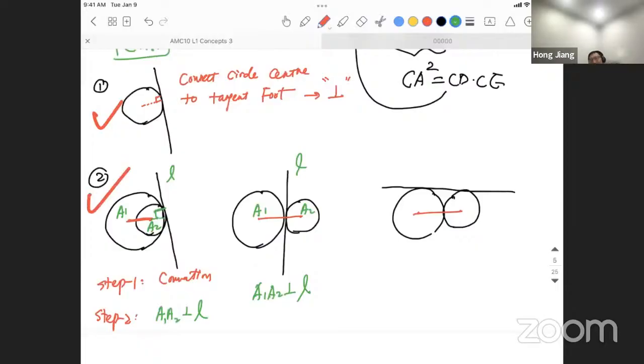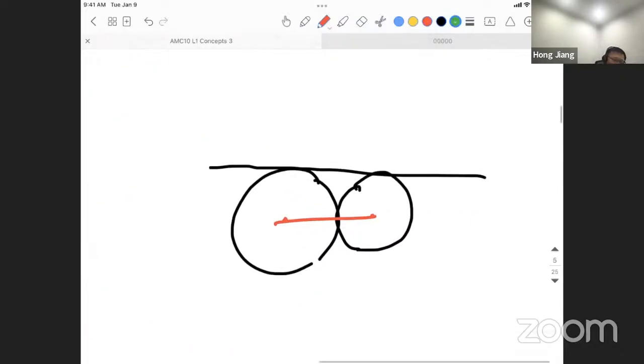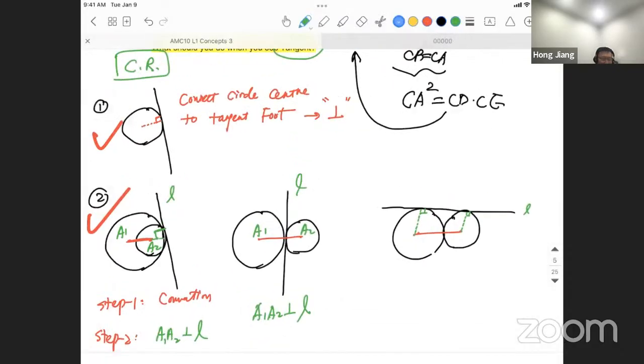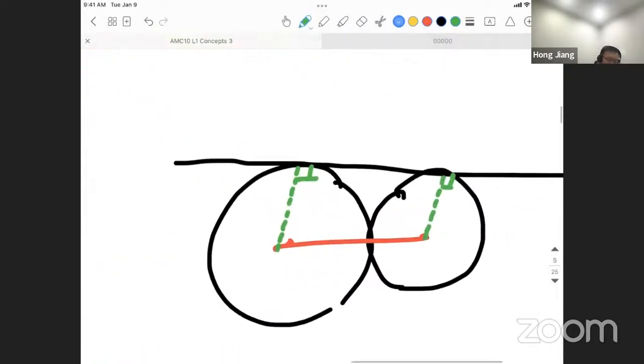First, you have to connect the two circle centers. And because you also have a line tangent to a circle, this line L is tangent to the circle, so you also want to connect the circle centers to L. Which makes sense, right? This is exactly what we mentioned in number 1. And afterwards, I'm going to show you something very important. Let's check it out.